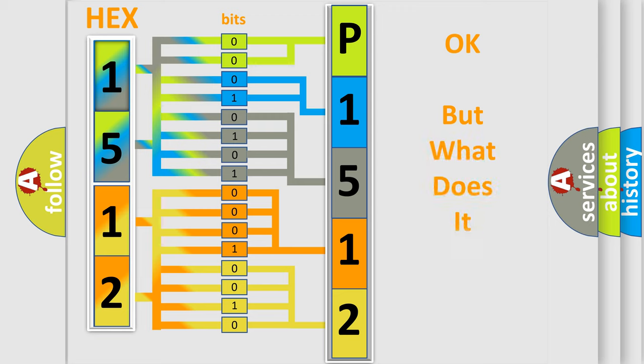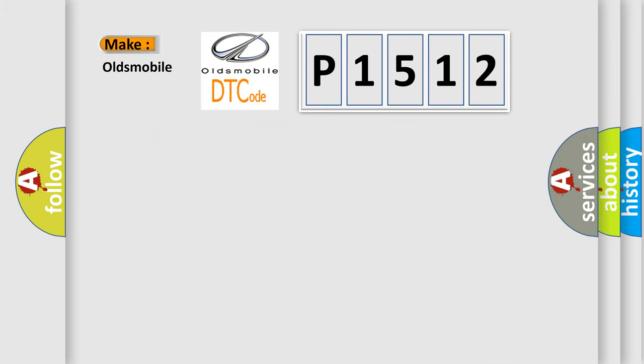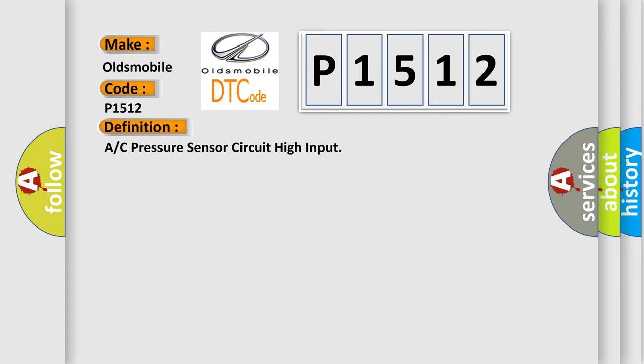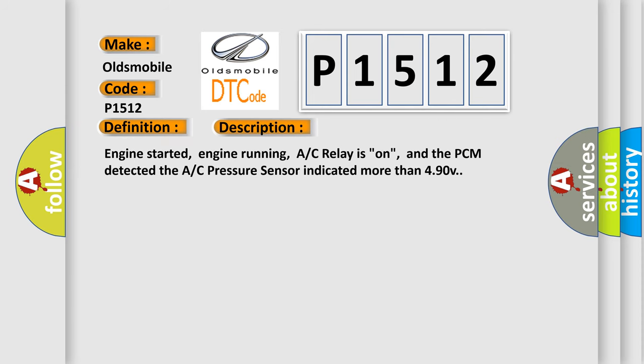The number itself does not make sense to us if we cannot assign information to what it actually expresses. So, what does the Diagnostic Trouble Code P1512 specifically interpret for Oldsmobile car manufacturers? The basic definition is A/C pressure sensor circuit high input. And now this is a short description of this DTC code.